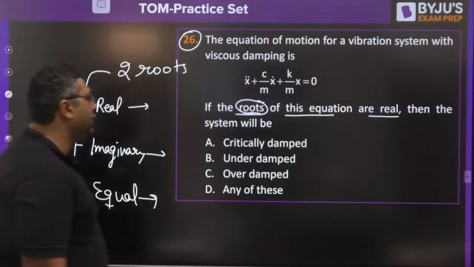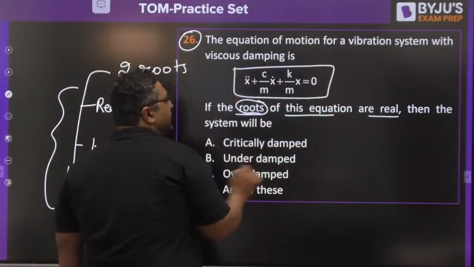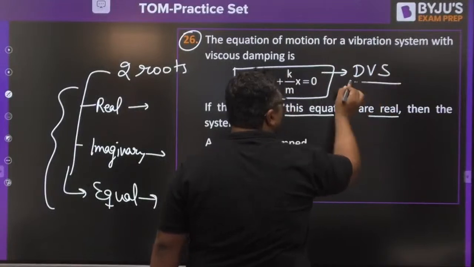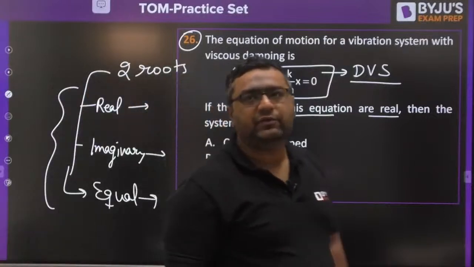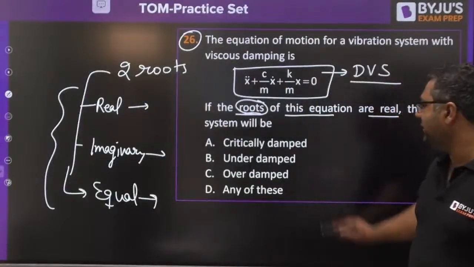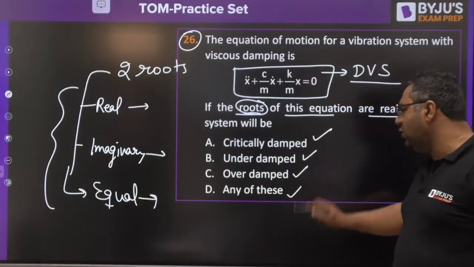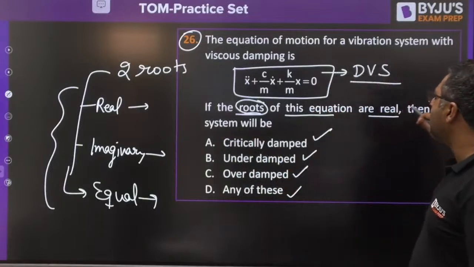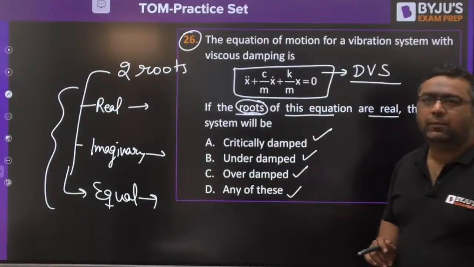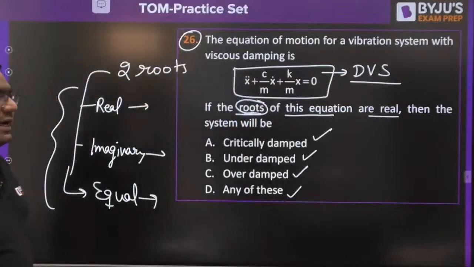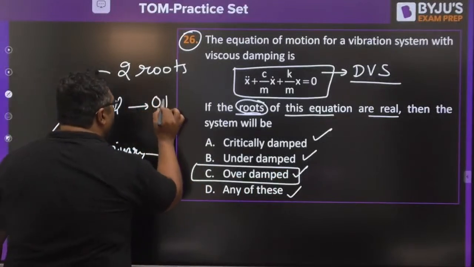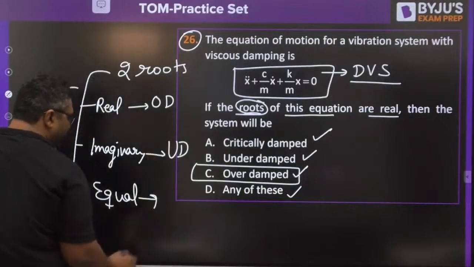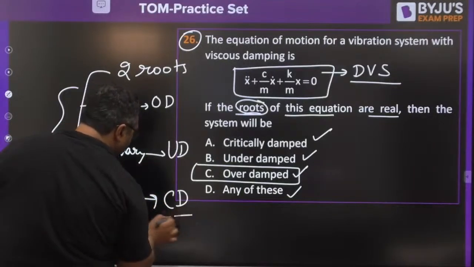So guys, this equation is given to you. This is for a damped vibration system for sure. In this damped vibration system, if the roots are real, then is it critically damped, underdamped, overdamped, or any of these? If he does not say anything about roots, D would be the answer. But when he is saying something, yes, very good guys. The answer is going to be overdamped for this. So if roots are real, overdamped. If roots are imaginary, underdamped. If roots are equal, it is going to be critically damped. Okay, so this is how you can solve such questions.